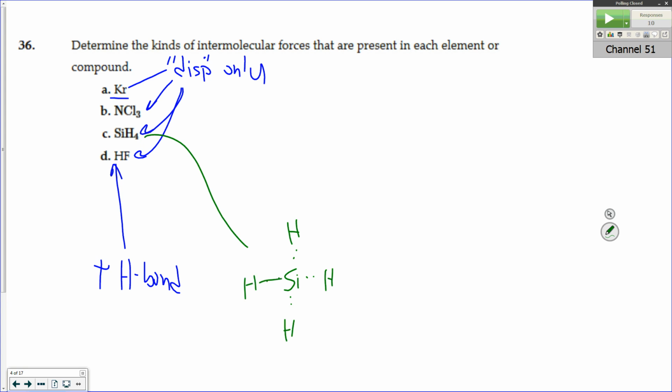So the result would make it 4 single bonds, so that becomes an AB4. So that's a tetrahedron. With a tetrahedral shape, they're all the same. So the result is this is a nonpolar molecule. If it's nonpolar, it's only dispersions. Okay, so that's how we're answering those types of questions.